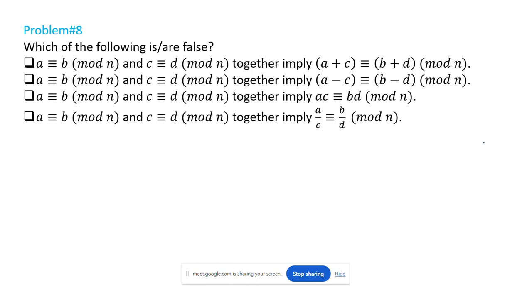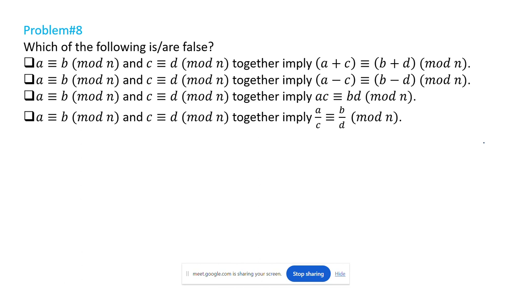This is a question about modular arithmetic. Which of the following is or are false? You can quickly answer that from the slide. Anyone would like to answer? First is correct. Addition is supported in modular arithmetic. Second is also correct. Third is also correct. Fourth is not correct.